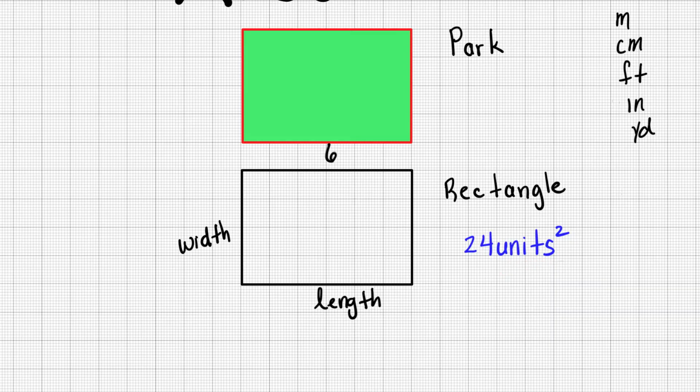Let's identify the distance of the width from one corner to the other corner. We can count 1, 2, 3, 4. And again, we are going to be using the number 4 only, without the units. So we know the width is 4. We know the length is 6.